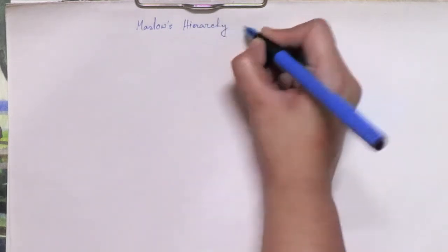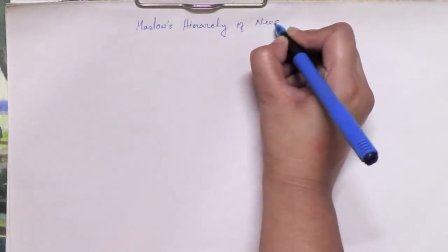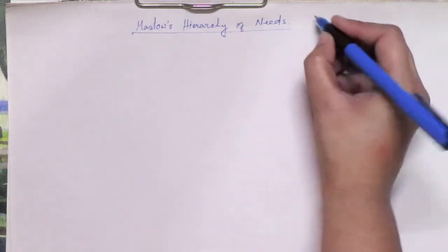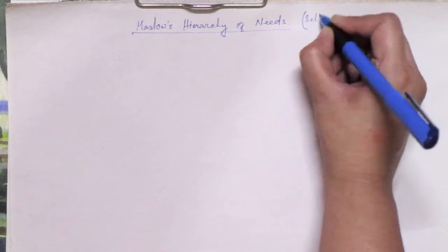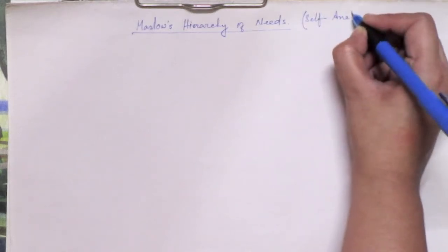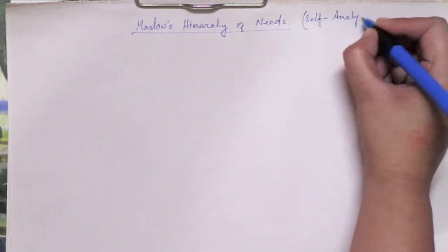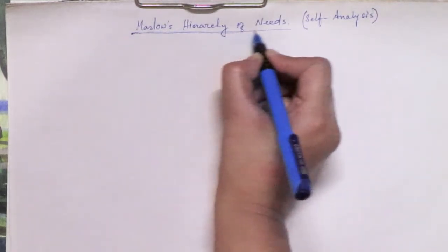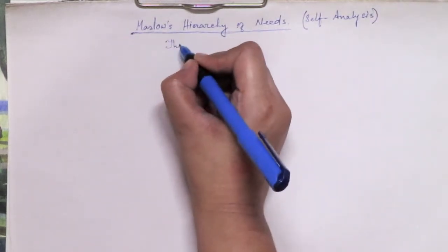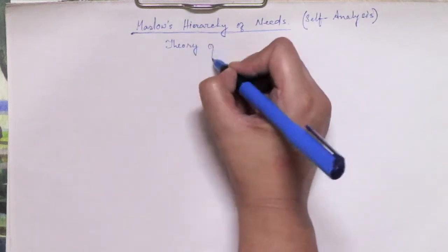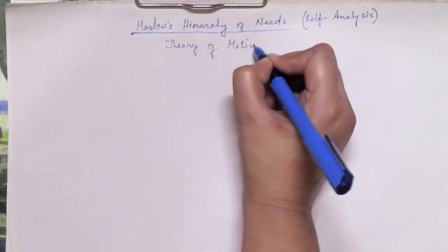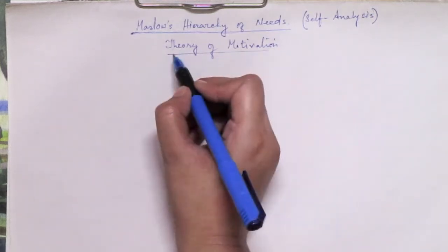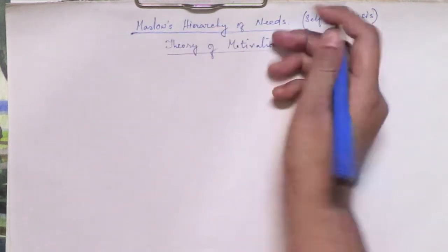Maslow's hierarchy of needs. This particular theory comes in the chapter self-analysis, and it is a theory of motivation. Okay, so let us now discuss what the hierarchy of needs means.